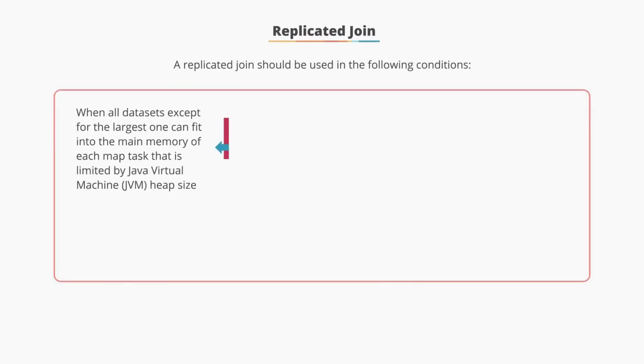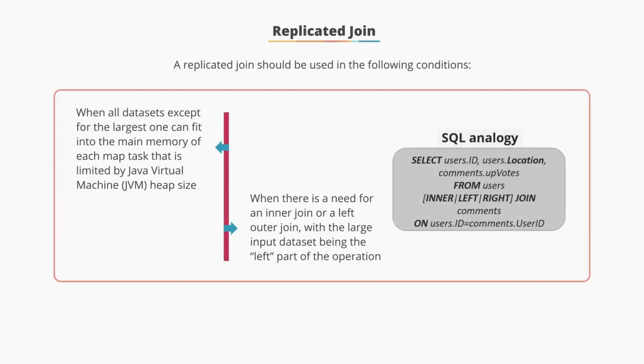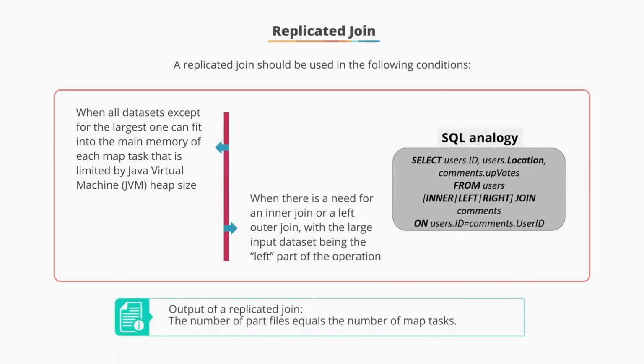Replicated joins should be used when all datasets, except for the largest one, can fit into the main memory of each map task, which is limited by the size of your Java virtual machine or JVM heap size. Also when there is a need for an inner join or a left-outer join, with the large input dataset being the left part of the operation. A SQL analogy of this type of replicated join is given on the screen. In the output of a replicated join, the number of part files equals the number of map tasks. And again, as this is using memory as one side of the join, it is typically much faster.